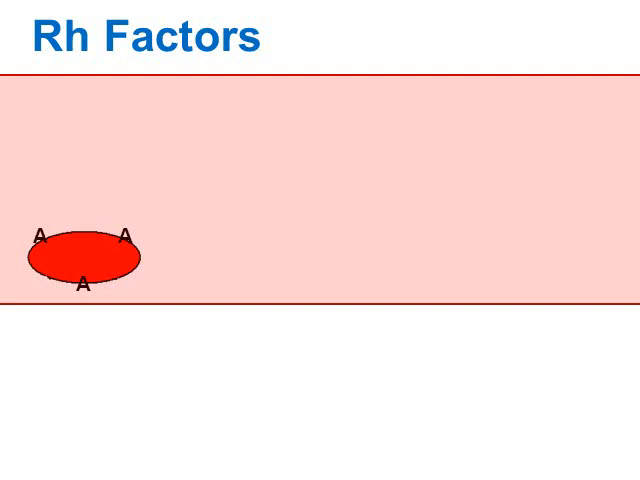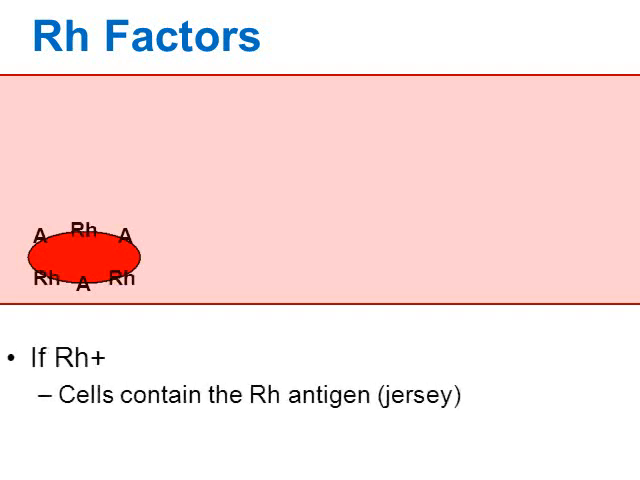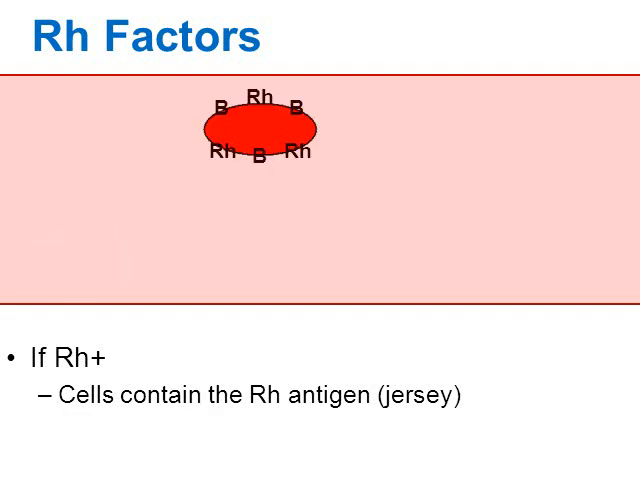This is what we mean by the Rh factor. A person has positive blood, Rh positive, if they contain another antigen called the Rh antigen. Remember, antigens are like jerseys. In my picture, you can see that there's an A antigen, and there's also an Rh antigen. That means this person is blood type A positive.